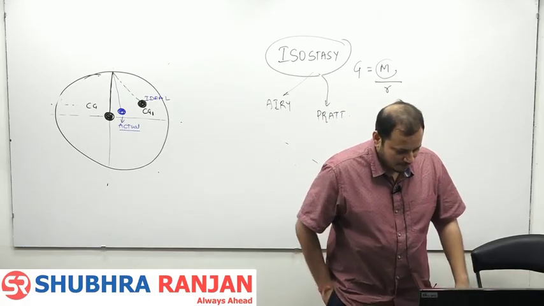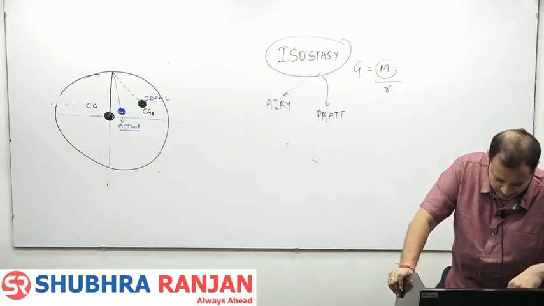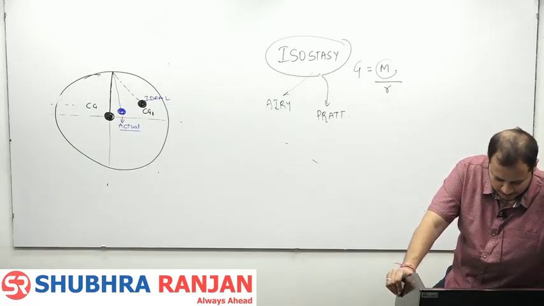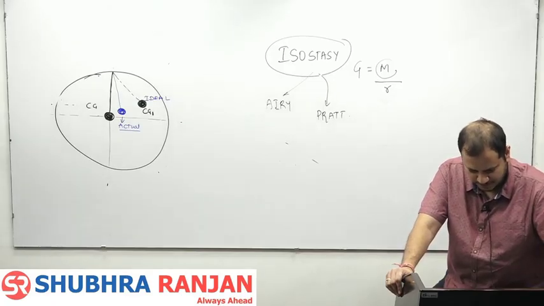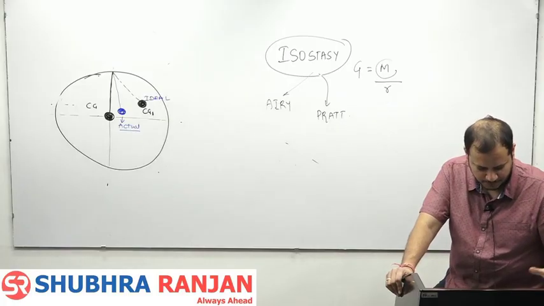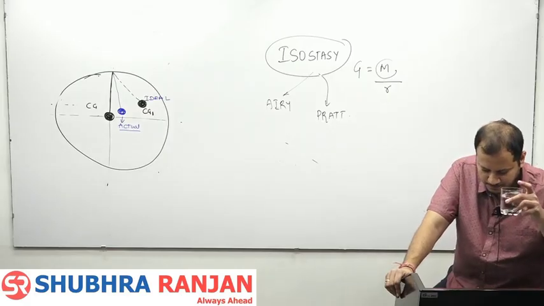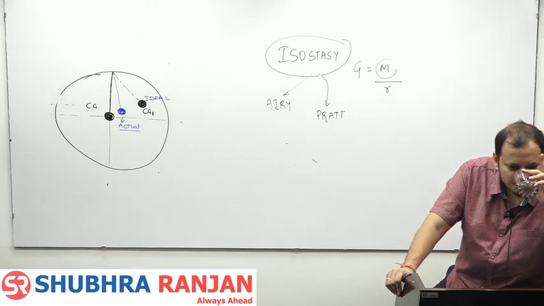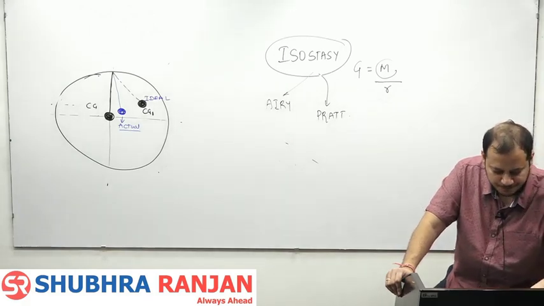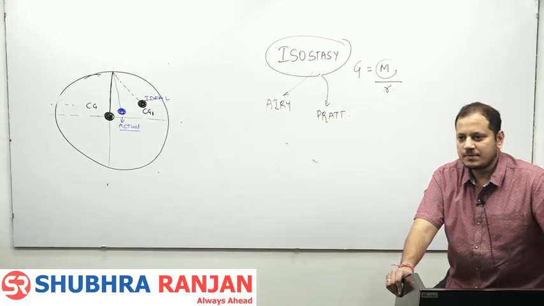So the isostasy introduction. There are different physical features such as mountains, plateaus, plains on the surface of the earth, which vary greatly in size.